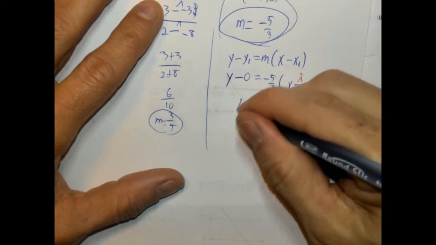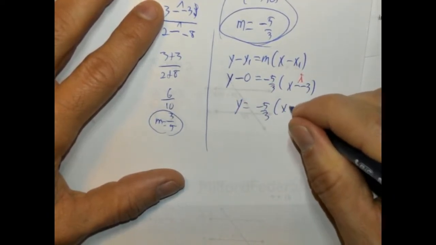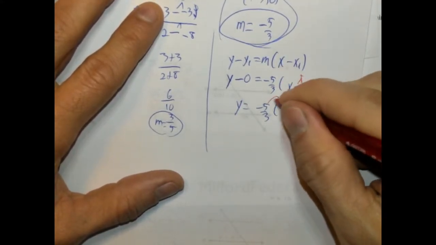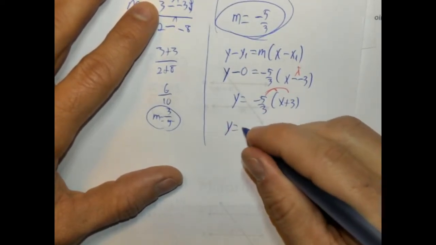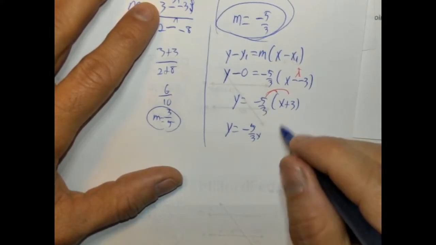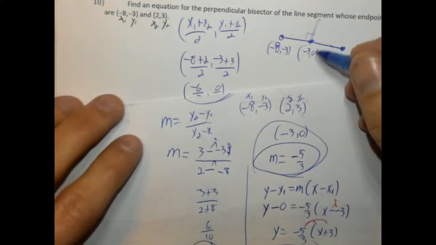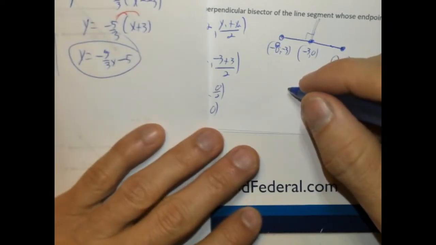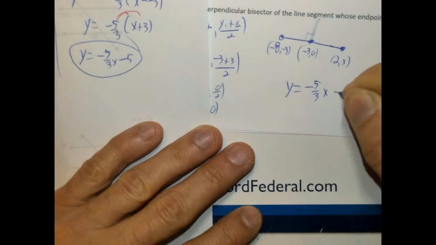So y minus 0 is y, negative 5 thirds, and then x plus 3. We're going to distribute this negative 5 thirds. Y equals negative 5 thirds x. And the negative 5 thirds times 3 is going to just be negative 5. So that would be the equation of the line that is perpendicular and bisecting this. Wow, that's kind of intense, not going to lie. Okay, so y equals negative 5 thirds x minus 5.